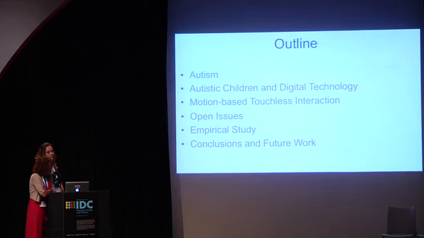Points about autism and the relationship between autistic children and digital technology. Then I will focus on how motion-based touch interaction opens a number of challenges for design and evaluation and technology in relation to this spatial target. Then the core of the paper is an empirical study that we have carried out to address some of these open issues, and I will conclude with some ideas for future steps on direction of research and some further open issues.